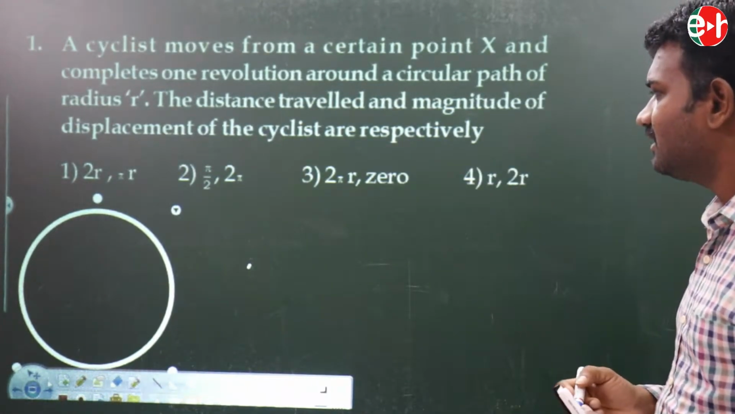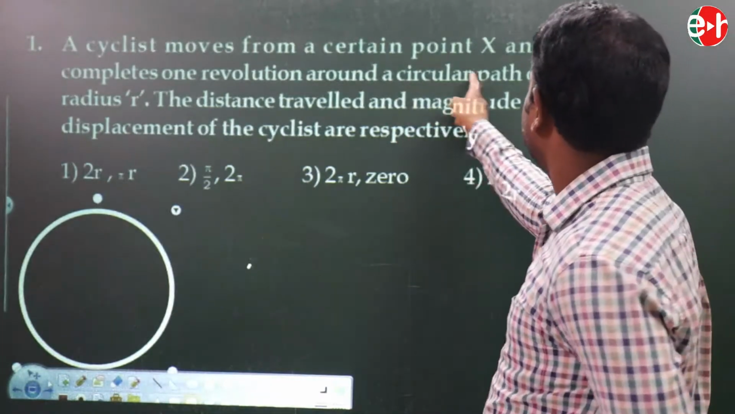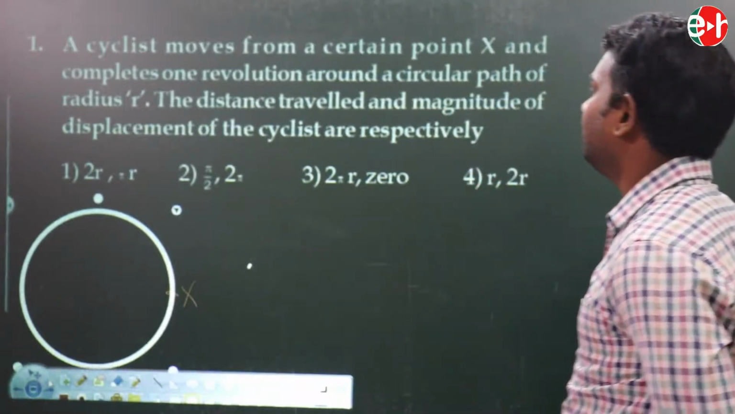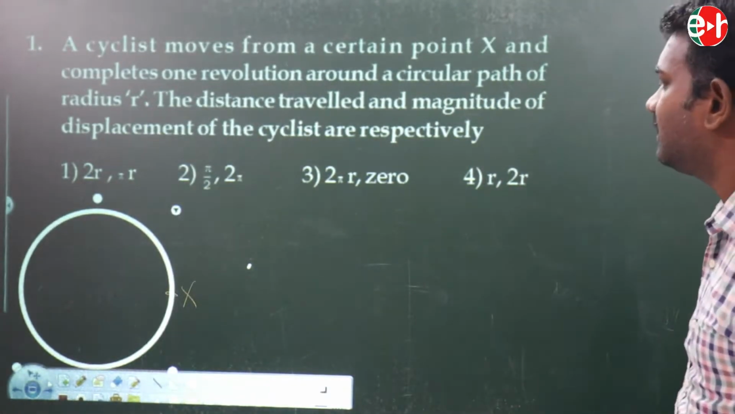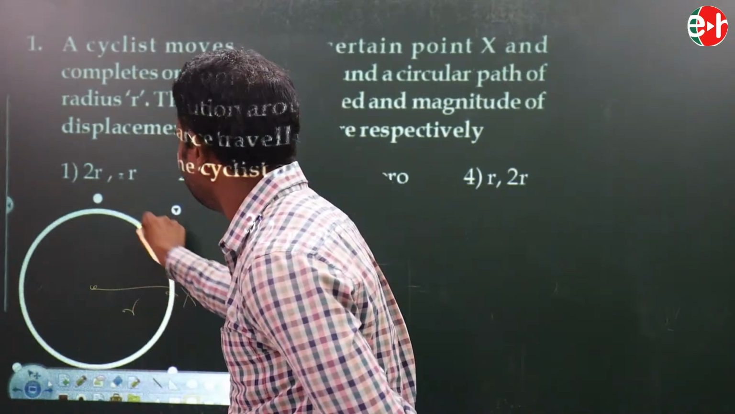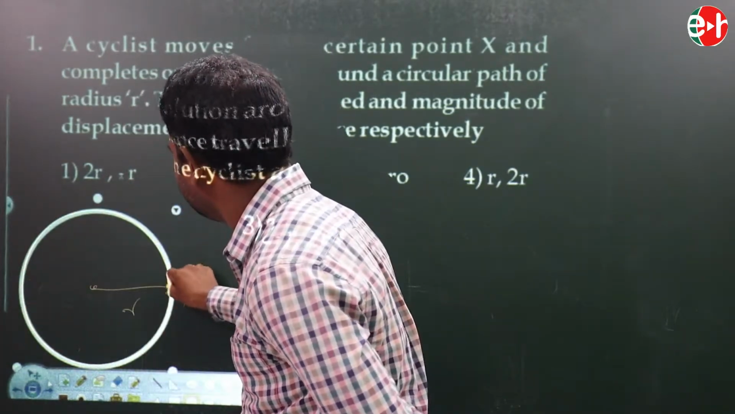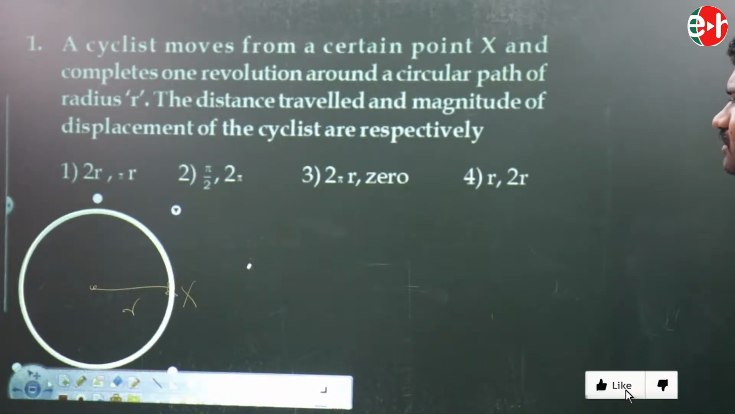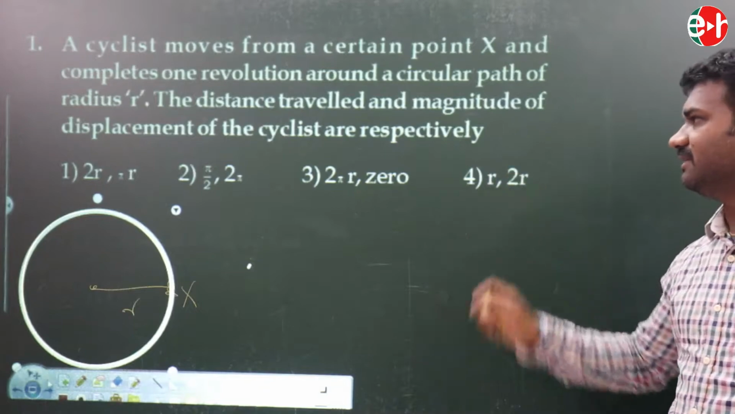A cyclist starts from a certain point X and completes one revolution around a circular path of radius R. See, this is a circular path of radius R. He completes one revolution like this, which means he came back to this point. Find the distance travelled and the magnitude of displacement of the cyclist respectively.